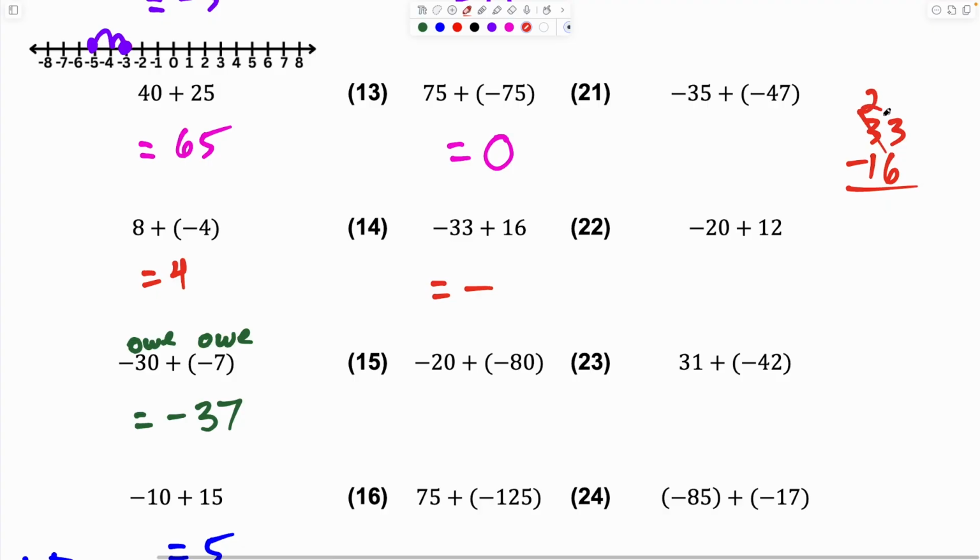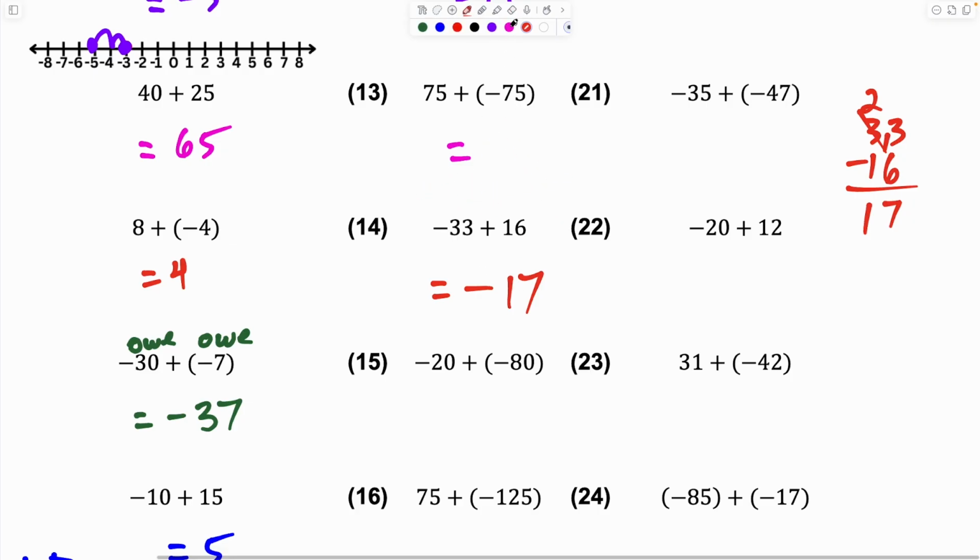So now I borrow here, I turn this into a 2. We have 13 minus 6 is 7. 2 minus 1 is 1. So this sum works out to negative 17. Okay, and remember from before, one other way to think of this is you could say this is minus parentheses and then change the sign of everything. You get 33 minus 16 like this. And when you do 33 minus 16, you get 17. With the minus in front gives you negative 17.